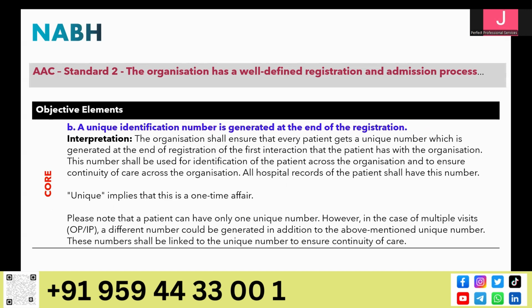A unique identification number is generated at the end of registration. The interpretation is: the organization shall ensure that every patient gets a unique number, which is generated at the end of registration, at the first interaction that the patient has with the organization. This number shall be used for the identification of the patient across the organization and ensure continuity of care across the organization. All hospital records of the patient shall have this number.